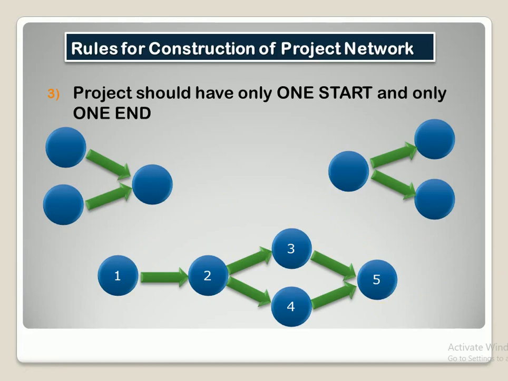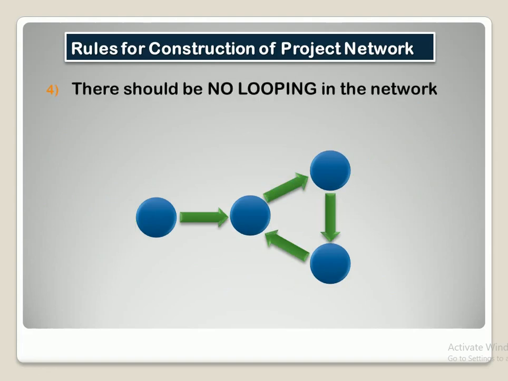Now our next rule says that there should be no looping in the network. As far as this rule is concerned, you can see that an event or an activity, suppose, starts from here and it moves until here, right?